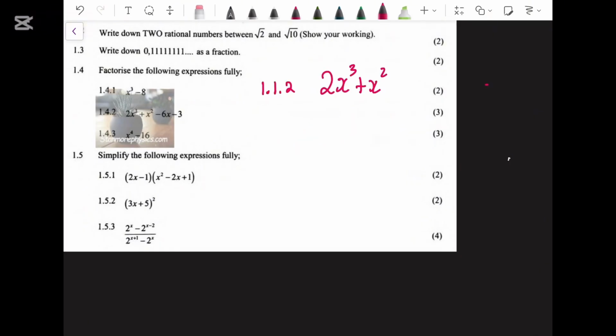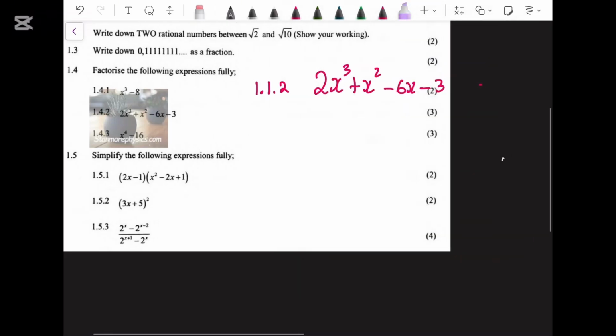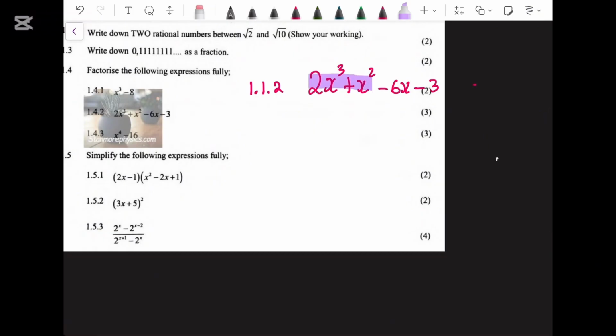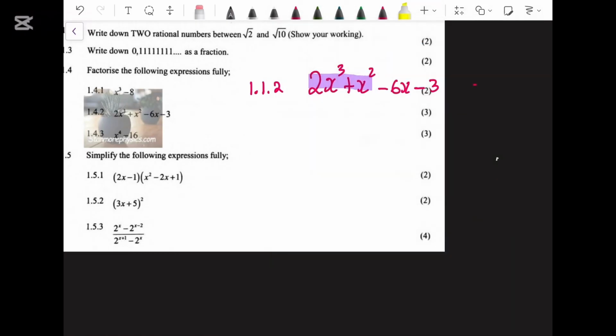Plus x squared minus 6x minus 3. You can see that we have 4 terms here, so we can group these two, and we can also group the last 2. Among the first 2 terms there is a common factor, which is x squared. We take x squared out as a common factor, and we remain with 2x plus 1.